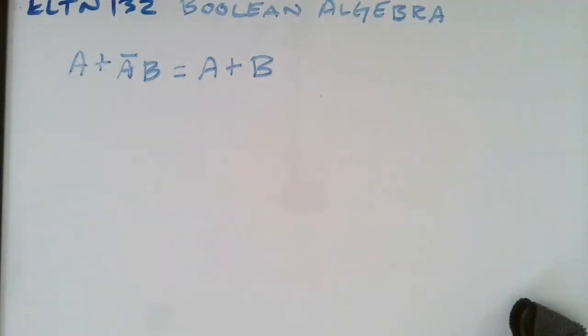Okay, let's take a look at this last example here. One of the rules states that A or A naught and B is equal to A or B. Now, sometimes the proof for this is a little tricky, so in this case I'm going to simply draw out the logic circuit and see if we can look at the circuit and understand how this works.